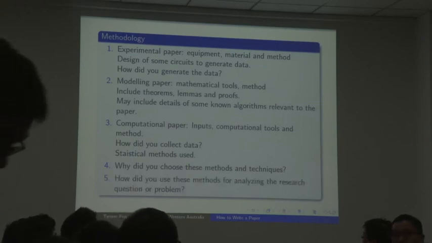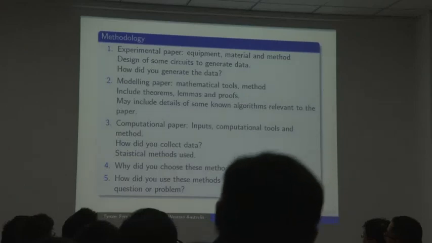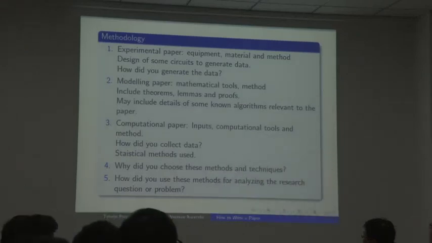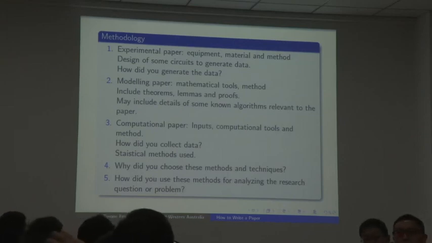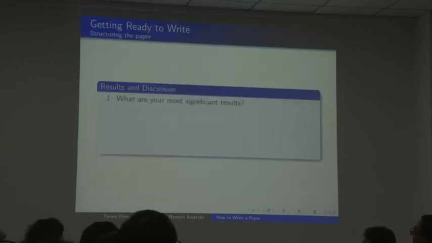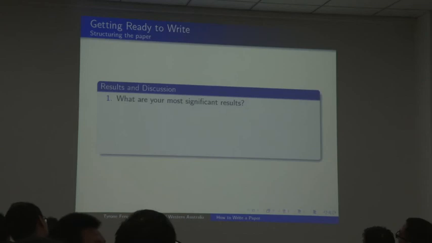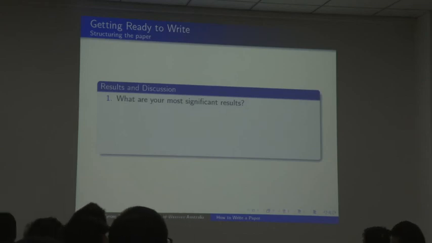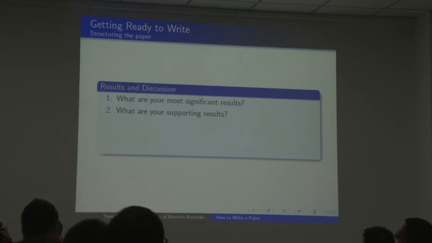And how did you use these methods for analyzing the research question or problem? You need to state how you use those tools to solve the problem. That needs to be part of the methodology. And then there has to be a section on results and discussion. What are your most significant results? You need to state that. You need to state what your supporting results are.